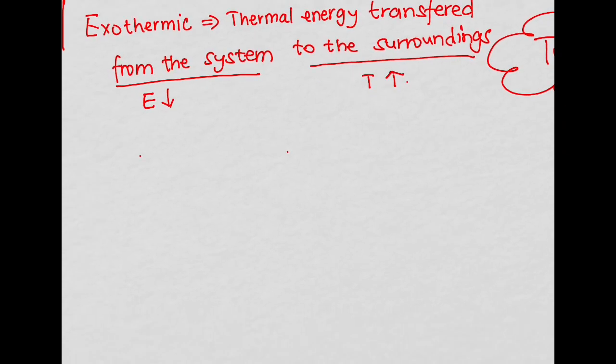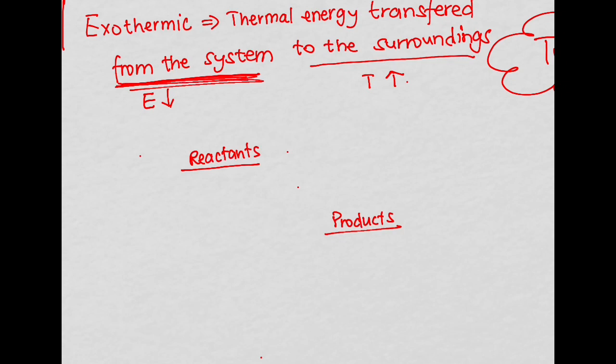So if we look at the reaction pathway diagram for an exothermic reaction, if this is reactants, you're going to have the products which is going to be down because the system has lost energy as mentioned here. So energy is transferred from the system to the surroundings. So the system has lost energy, so delta H is going to be negative.